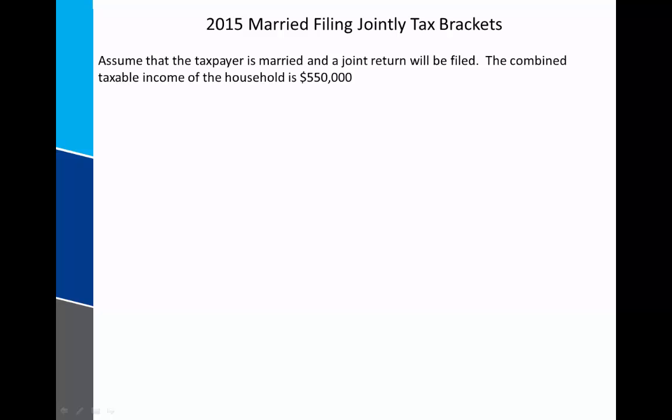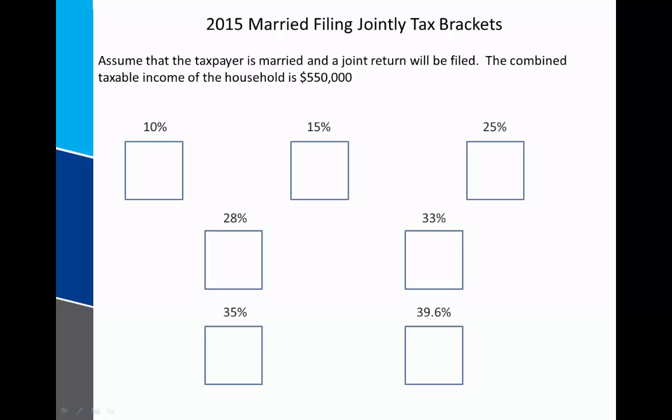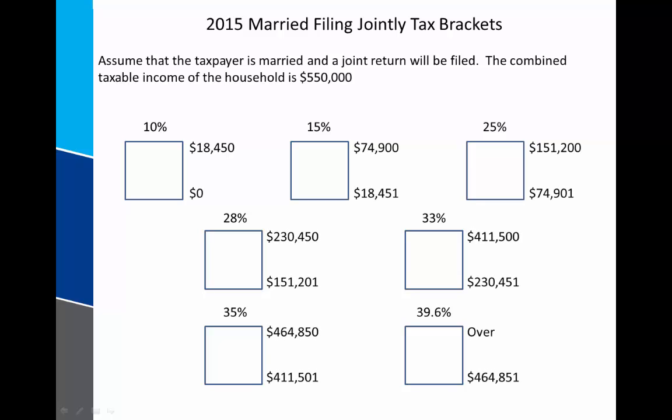The combined taxable income of the household is $550,000. So the boxes or buckets represent the tax bracket, while the percentage above each box represents the tax rate within that bracket. These amounts represent the range of income in each bracket. So the next step would be to disperse the $550,000 of taxable income to determine the tax liability.